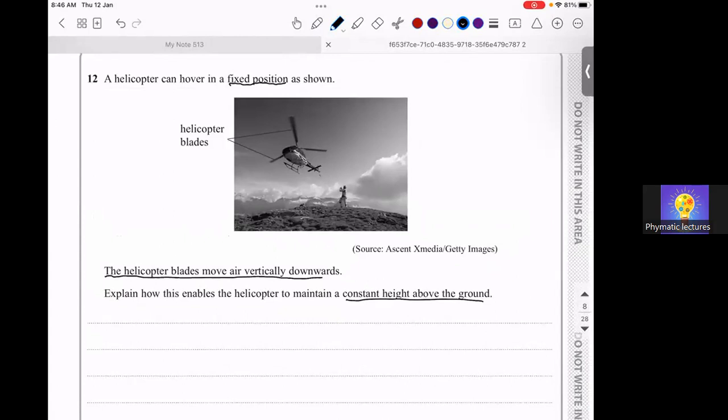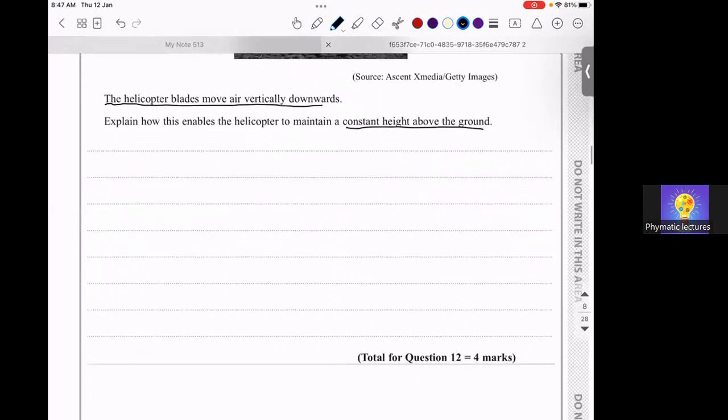To answer this question, we should take the idea from Newton's first law, second law, and third law. So we will start with Newton's third law. What is Newton's third law? For every action, there is an equal and opposite reaction. So here, what is the action? If I'm drawing the free body diagram, because it's a 4-mark question, we should answer this question at that level.